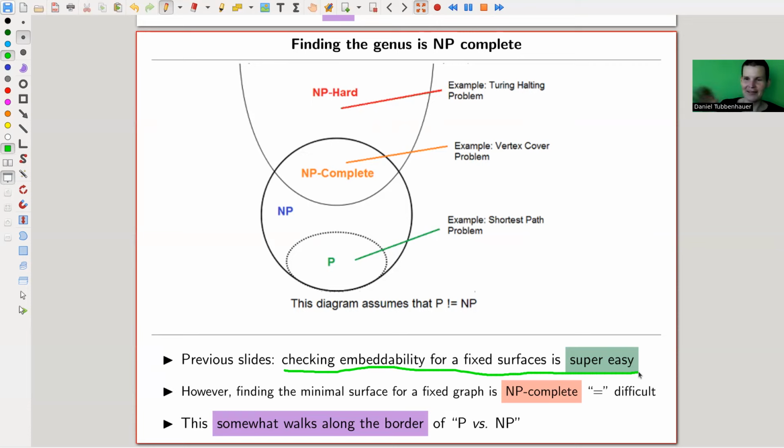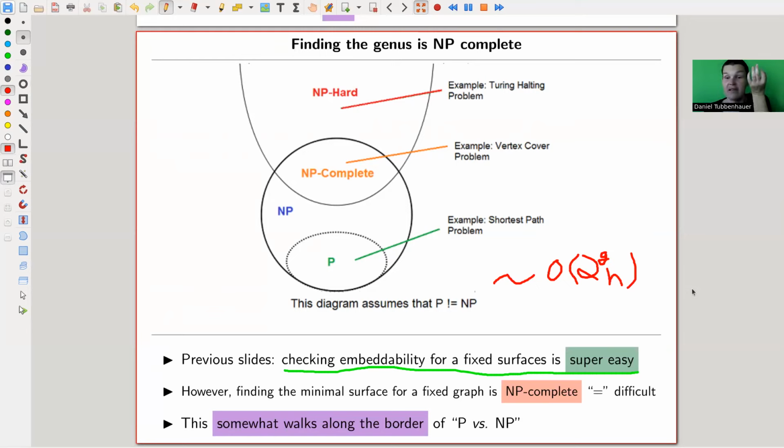And this whole problem somehow walks along the border. It's really strange. So checking for a fixed surface is linear, as fast as it gets, and finding the minimal one is still NP-complete. Essentially what happens is the following. I haven't found a very precise statement, but let's just say our little algorithm runs in O of something with n, where n is the number of vertices. And I think there is actually a 2 to the g in front, where g is the genus of the fixed surface.